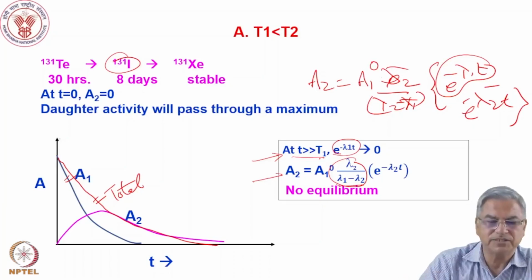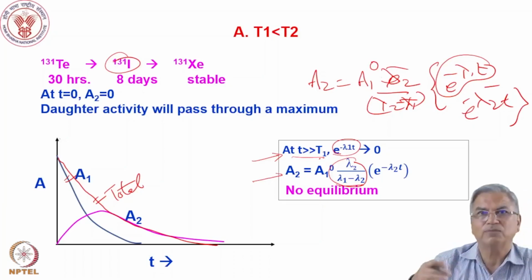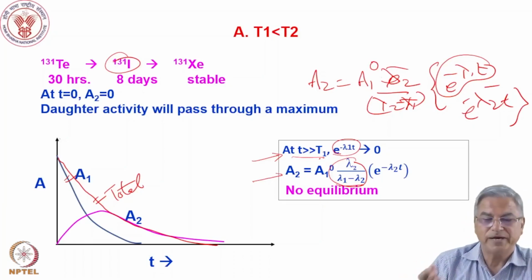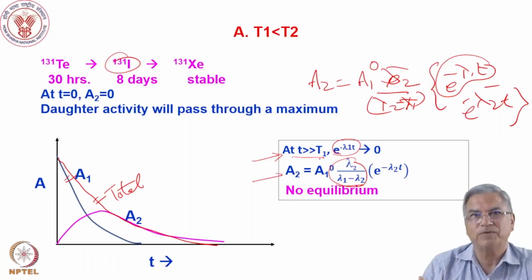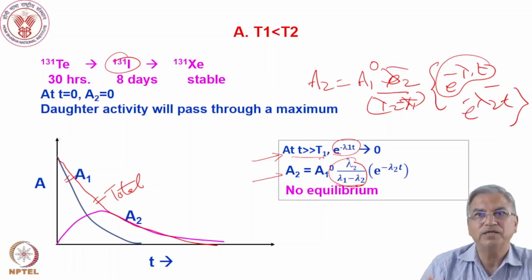There are several cases like these, but there are more useful cases when the parent is long-lived than daughter, and then we have a case of equilibrium. So that I will discuss in the next part of this lecture. Thank you.